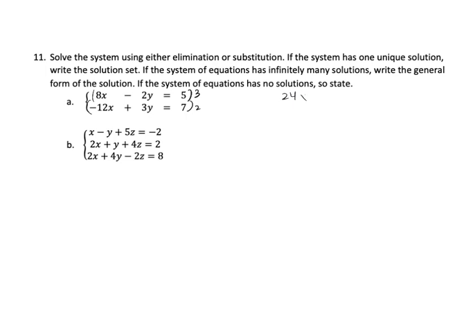So this is 24x minus 6y equals 15. The bottom equation is -24x plus 6y equals 14. So now I can eliminate y like I want to do, but x also eliminates. So we have 0 equals 29. 0 does not equal 29, which is an indication that this system has no solution for part A.